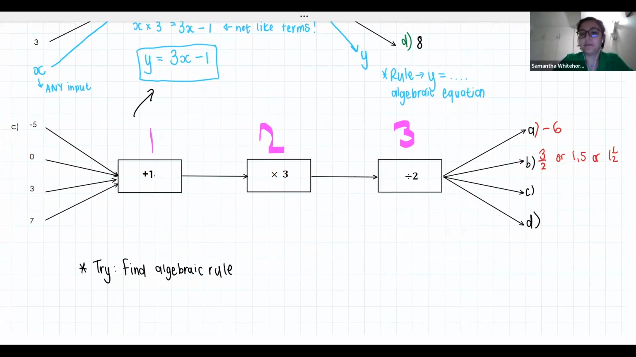Nkululeko, you there? Ma'am. There we go. Yes, ma'am. Ma'am, the answer for C is 3 plus 1 is 4, times 3 is 12, divided by 2. That gave me 6. Perfect. Okay, sorry, I had to catch up there. Right, so guys, 3 plus 1 is 4. 4 times 3 is 12. 12 divided by 2, 6. Excellent, well done.